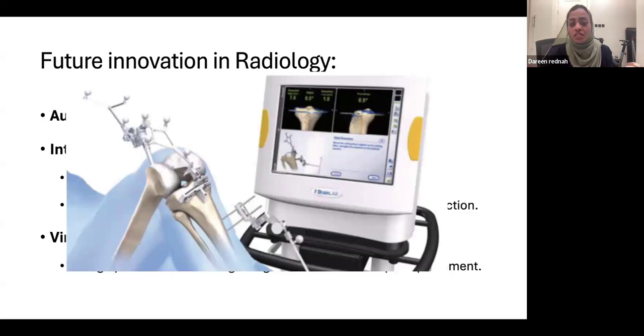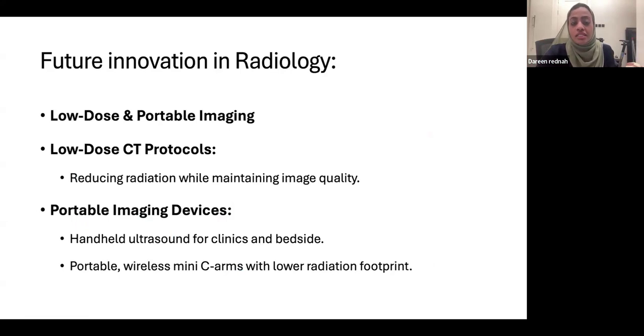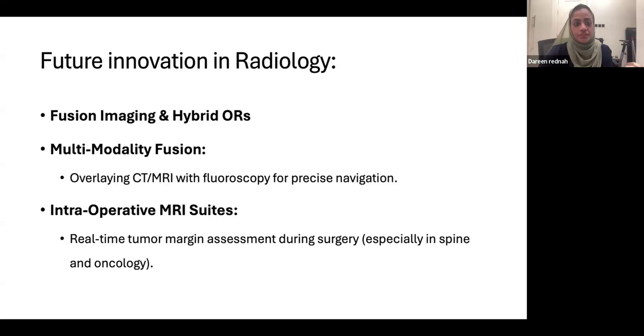Now we have robotic surgery in total knee where we put the robots, and it's based on the images and gives us the slopes, accurate slope, accurate cut, accurate everything. Low dose CT protocols and portable imaging. They are trying to reduce radiation while maintaining imaging quality. Portable imaging devices like ultrasound for clinic and bedside, portable wireless mini C-arm with a lower radiation footprint. Now we can see it in clinic, we can see it in operation with low dose of radiation.